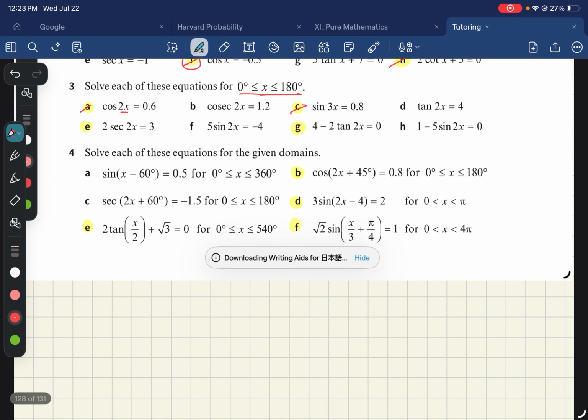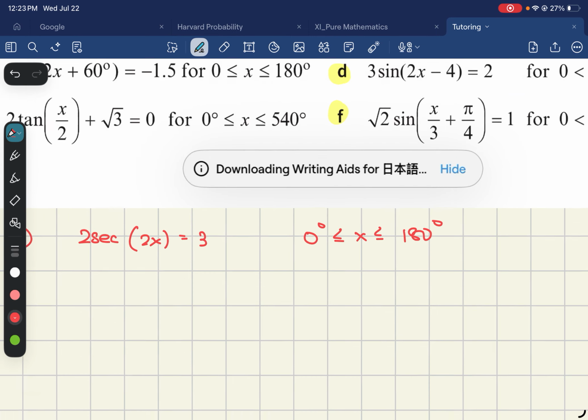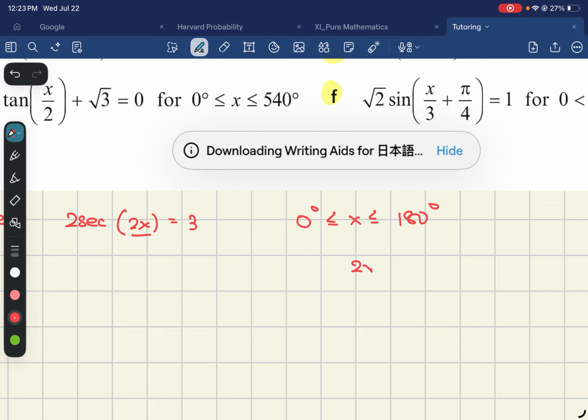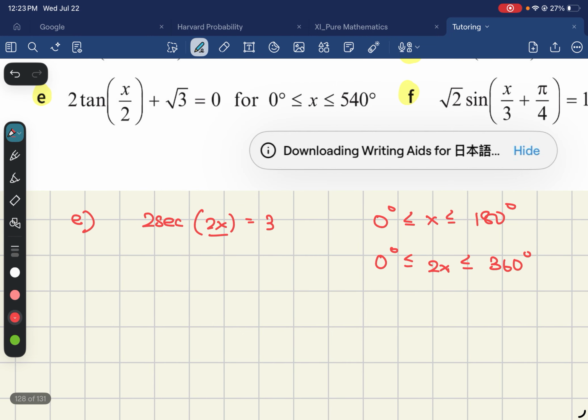So we have E. E says 2 secant 2x is equal to 3. Again, remember your domain restriction. So we are working with 2x. So let's look at 2x. 2x is just going to be between 0 and 360. And we'll just call this u for now. So this is something we're used to, going from 0 to 360. So this is going to be a quicker question.